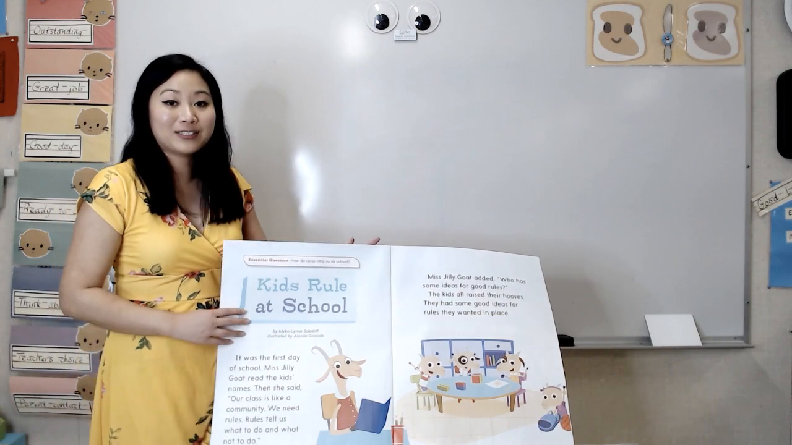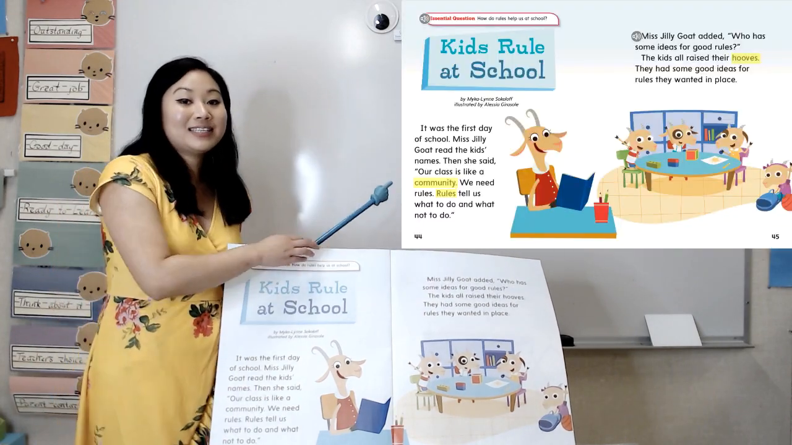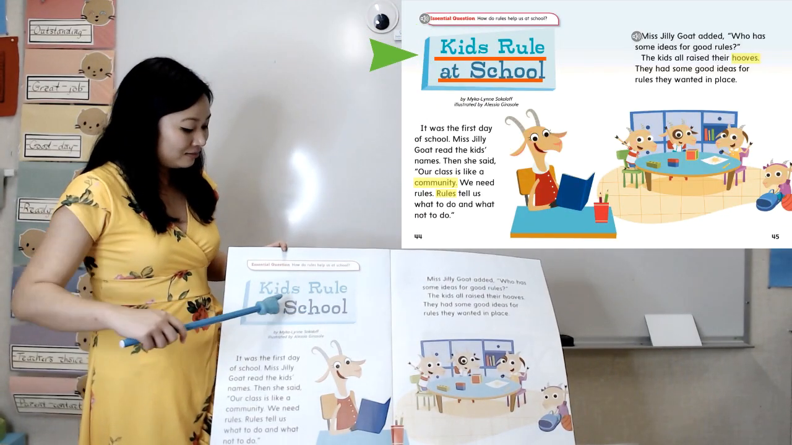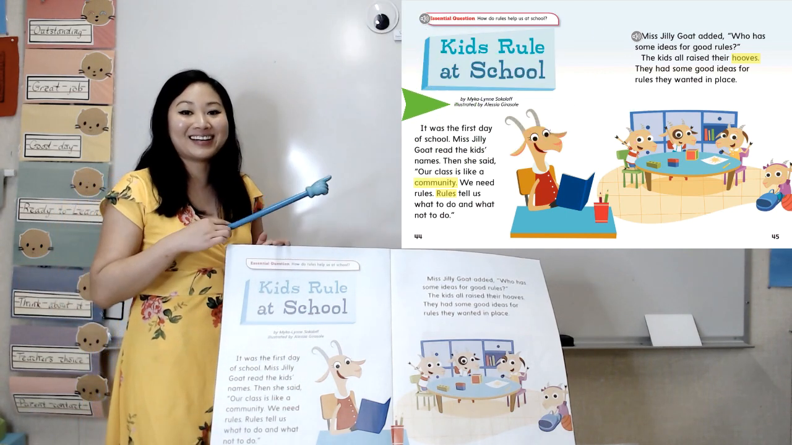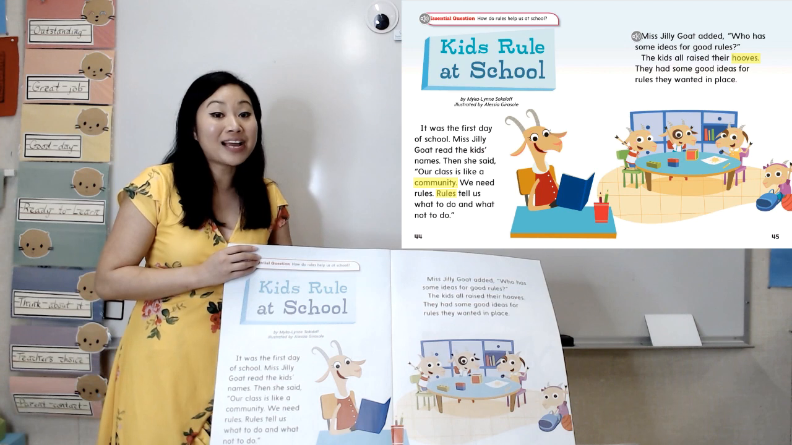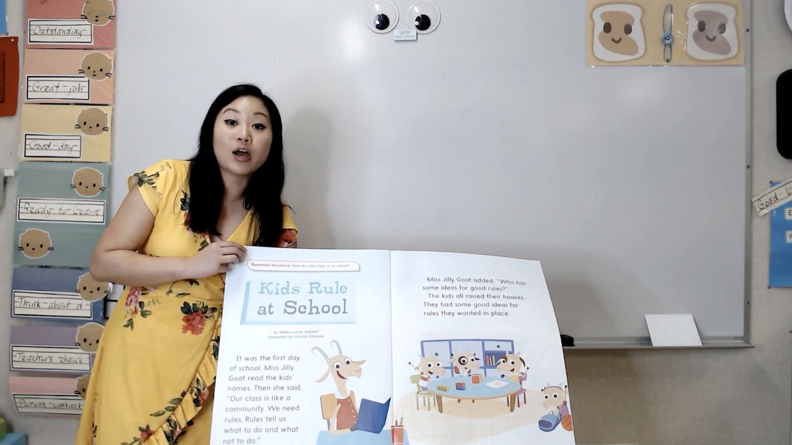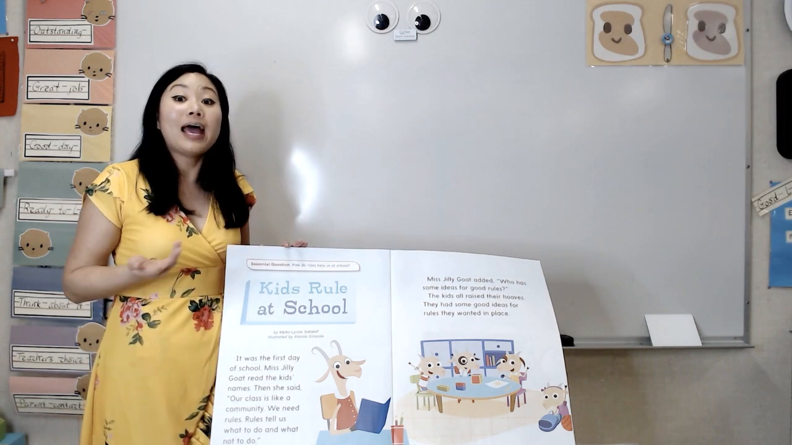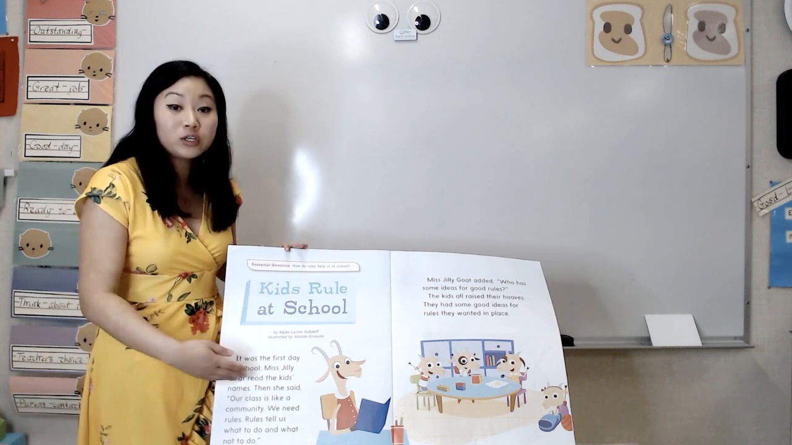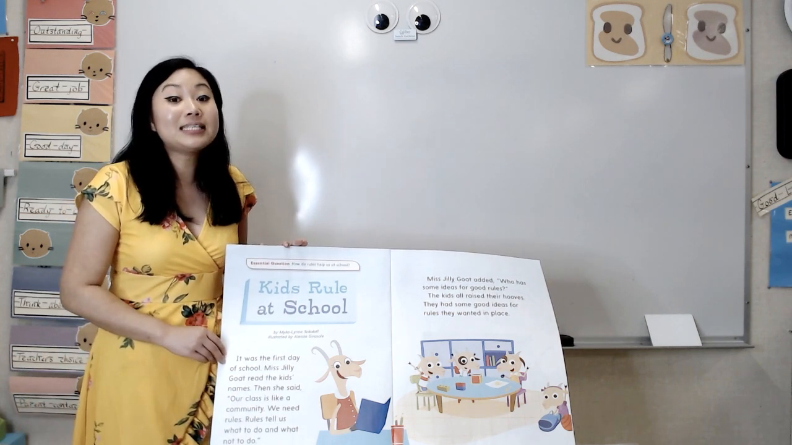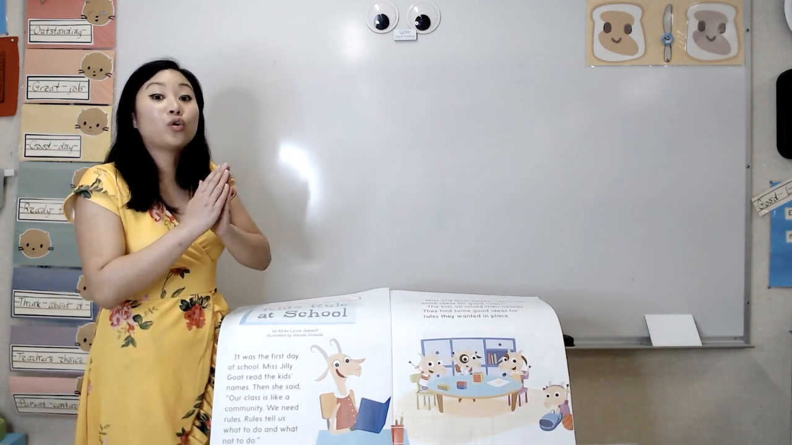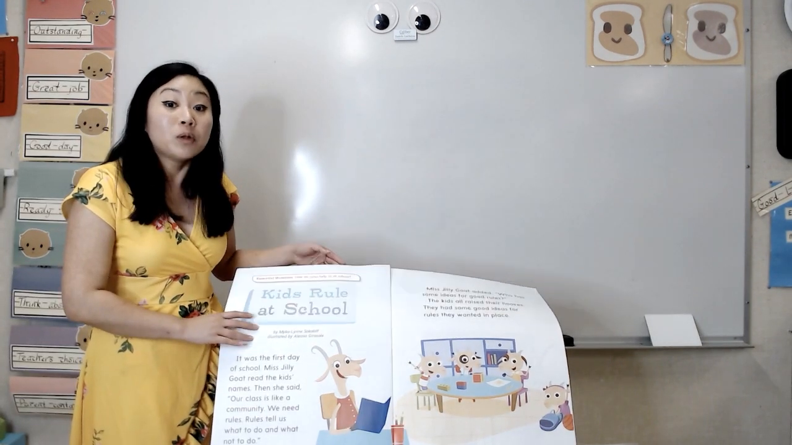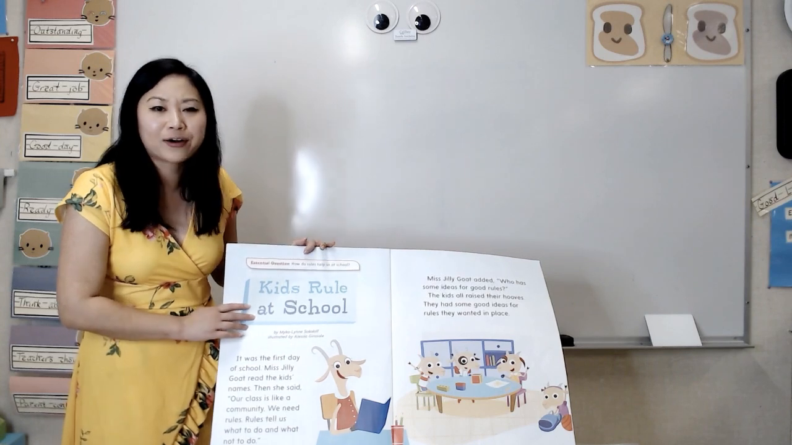Kids Rule at School. This is the title, author, and the illustrator. Remember, the author writes the words and the illustrator draws the pictures in the story, and those pictures are connected to the words on the page. Since this is the second time we're reading this story, we will be doing a close read. That means we'll be taking a closer look at our story.